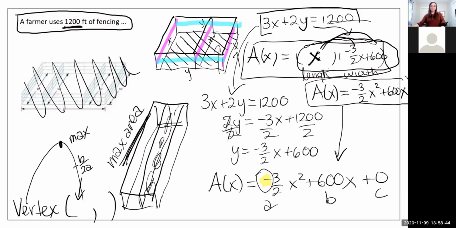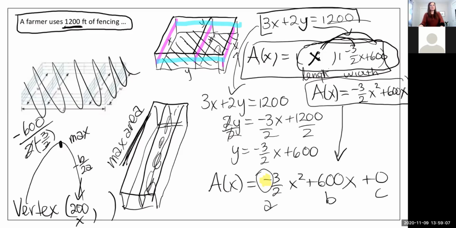Okay, cool. So let's see how that pans out. Negative b over 2 times a. Oh, and that fraction actually ends up working out quite nicely because the 2's cancel, and 600 over 3 is 200 with the 2 negatives canceling. So 200 would be my x value maximum.